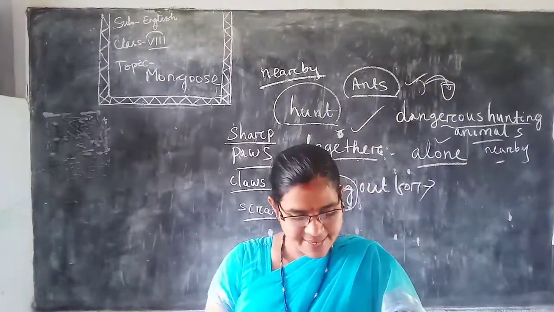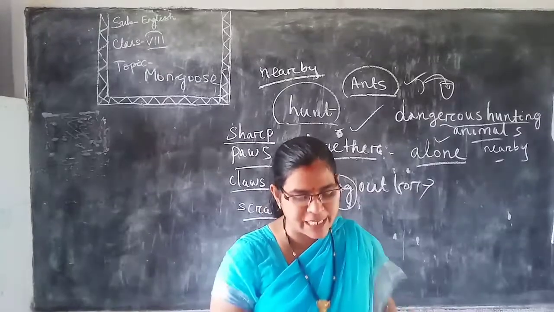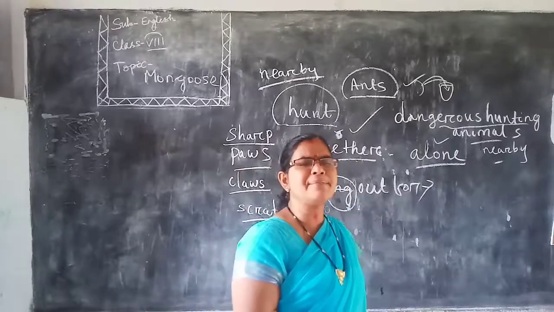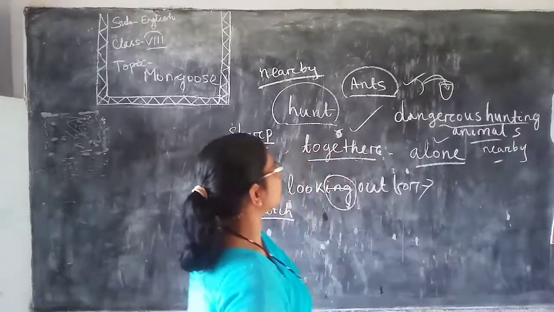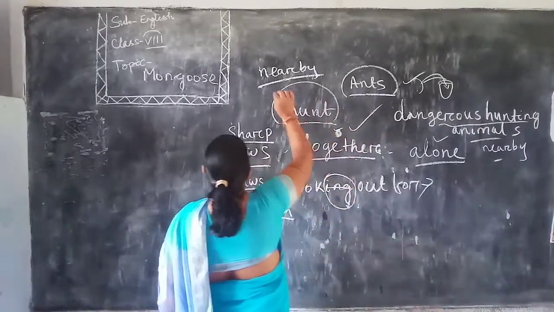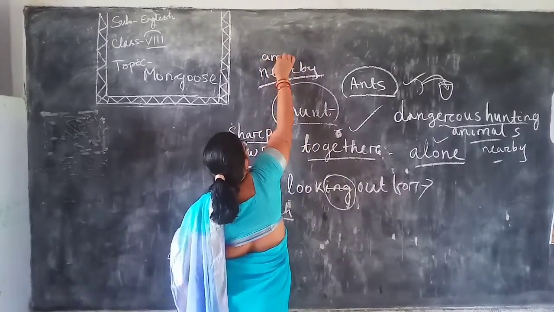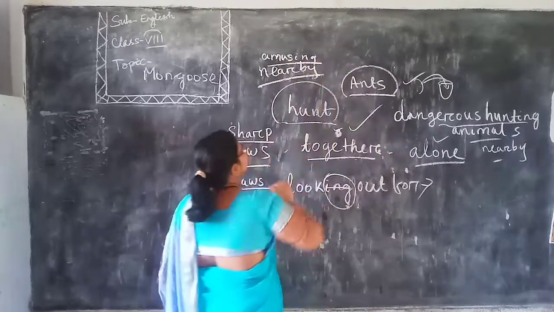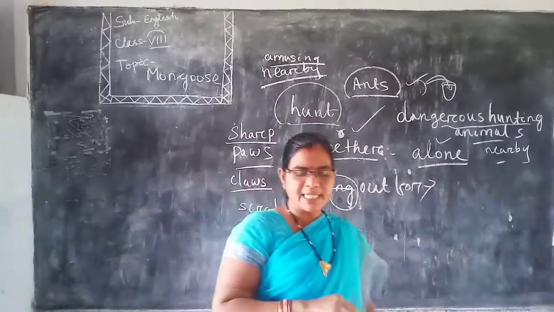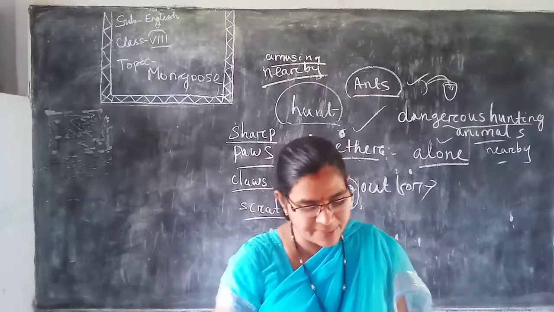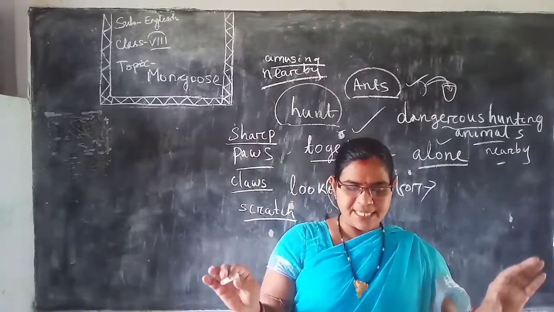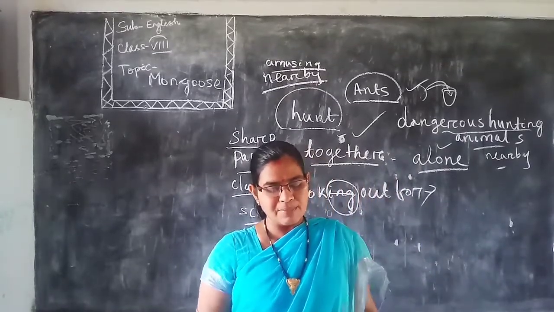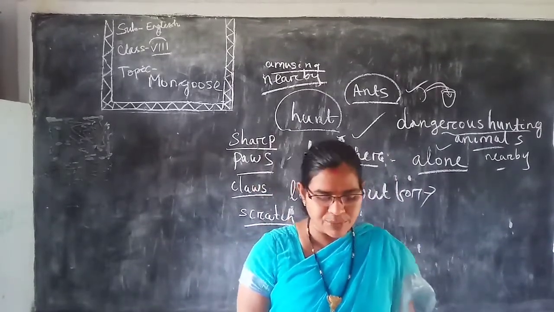Am I right? At that time, mongooses look very amusing. So, when do they look very amusing? What do you mean by amusing? Have you got this word amusing in your paragraph? Entertaining, funny, amusing. So, when it attacks, when it scratches the ground with its sharp claws, the mongoose looks very amusing.